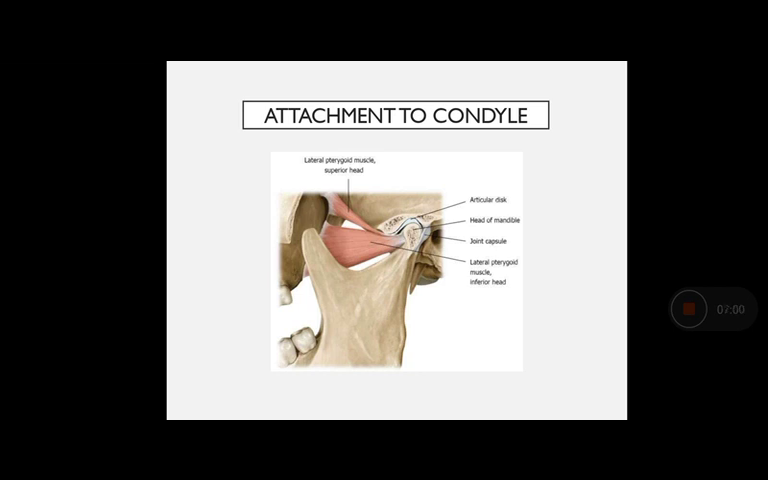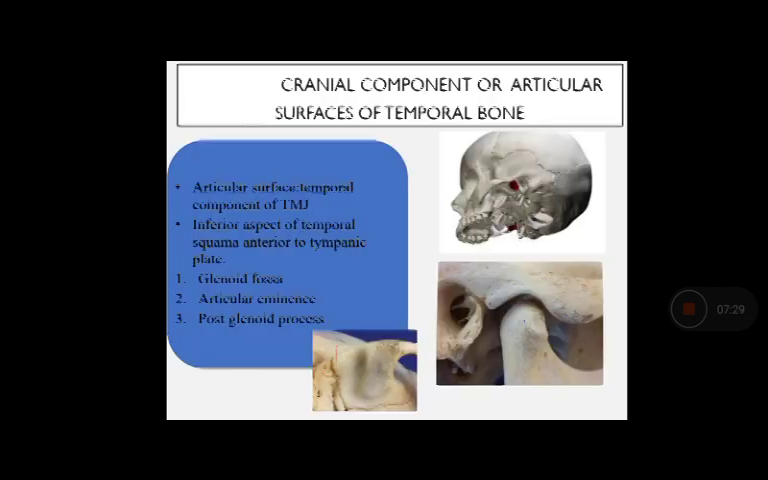Now coming to the attachments of the condyle. The condyle has multiple attachments. It has the attachment of the lateral pterygoid muscle, then some attachment to the articular disc, then attachments of the joint capsule. So these are all the structures that get attached to the condyle: the lateral pterygoid muscle, the articular disc, and the joint capsule.